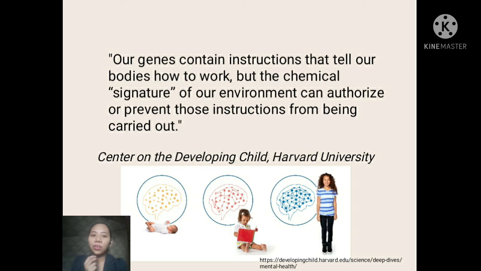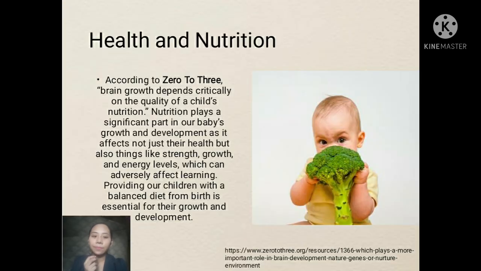According to the Center on the Developing Child, Harvard University, our genes contain instructions that tell our bodies how to work, but the chemical signature of our environment can authorize or prevent those instructions from being carried out. So it's not all about biology. Let's look at the other factors at play.